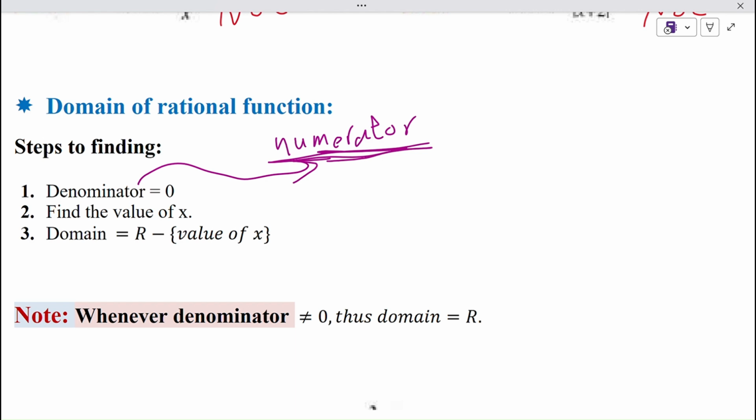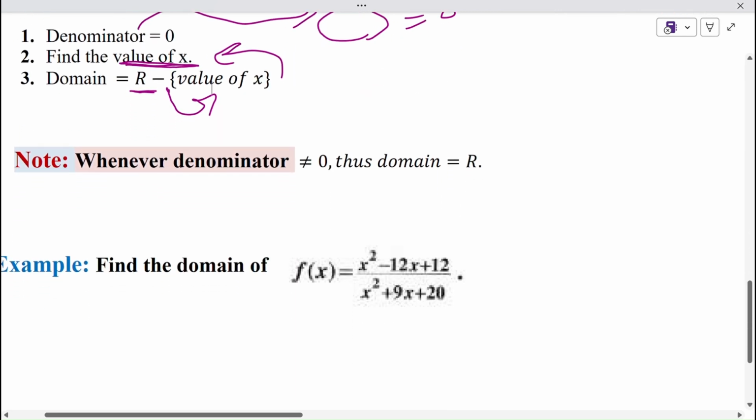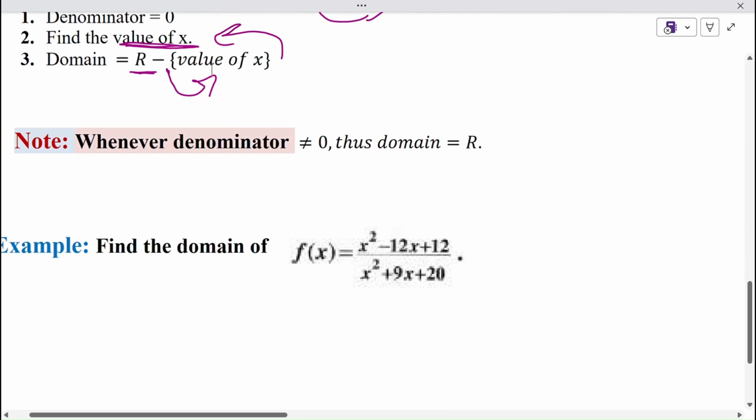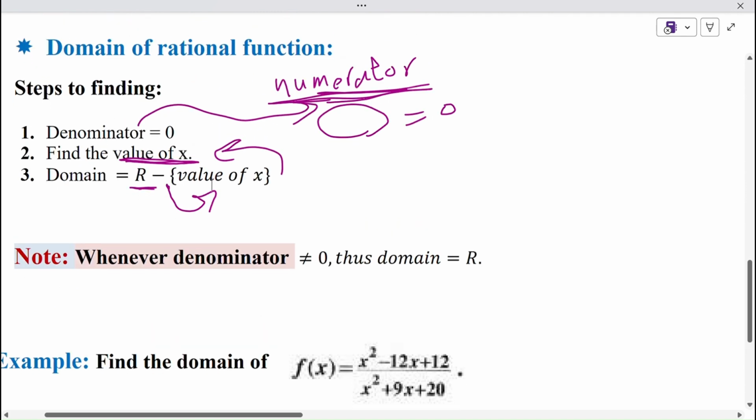Then find the value of x. After that, the domain is equal to all real numbers, except the value of x that we found in the second step. This is really easy. Let's use it in an example. And don't forget this note: whenever the denominator is not equal to 0, the domain is equal to R.